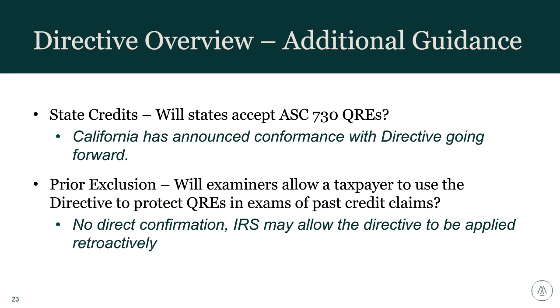So for state purposes, the Franchise Tax Board has announced formally that it will conform with the directive going forward. Much the same as the IRS examiners are instructed to apply the directive methodology where necessary, California agents will be instructed to do the same going forward with respect to California R&D credits. The one thing we'll want to ensure, from a location standpoint, is that for individual employees as well as supplies that are utilized, we'll want to specifically set out anything that is non-California based as non-qualified and focus solely on those items that are in fact California based.